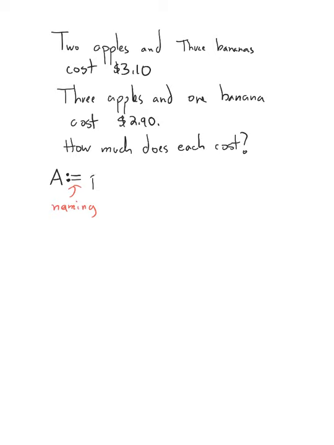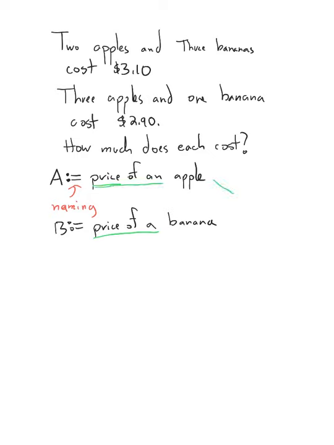So we want to say the price of an apple. And B is going to be the price of a banana. And it's very important when you're defining variables, make sure you tell people exactly what these variables stand for. So this is good because we said exactly what these stand for. This would be bad if you just said A means apple and B means banana.